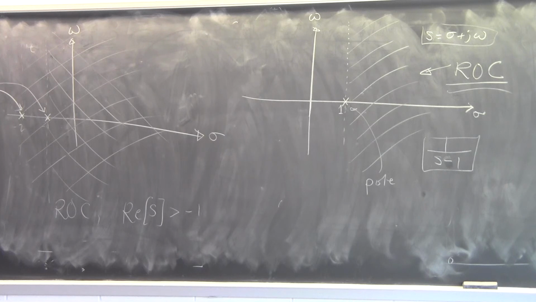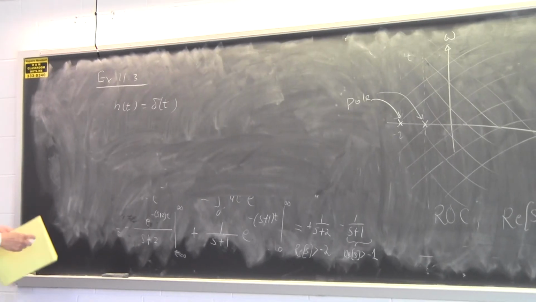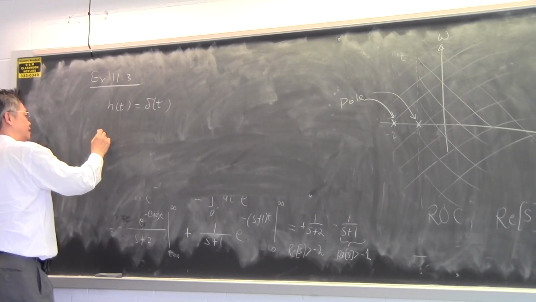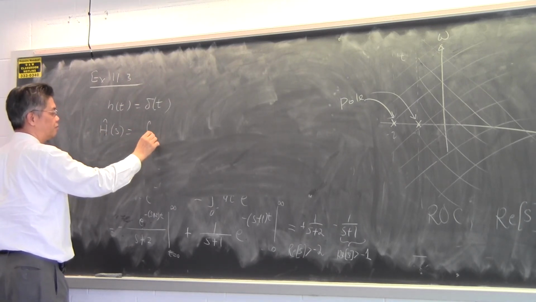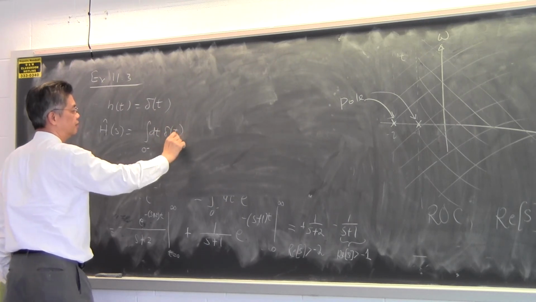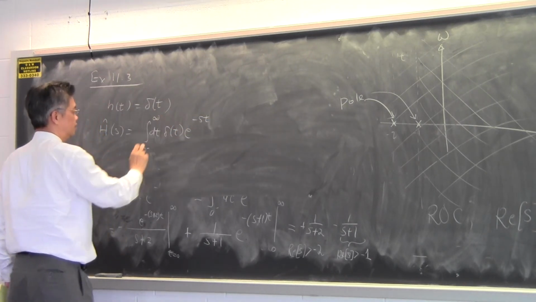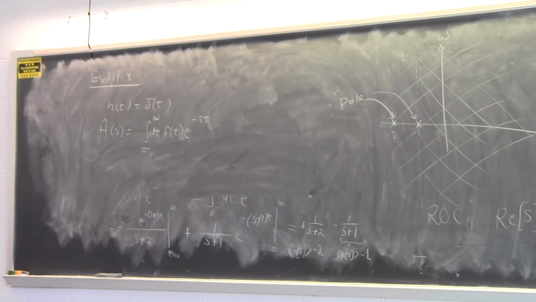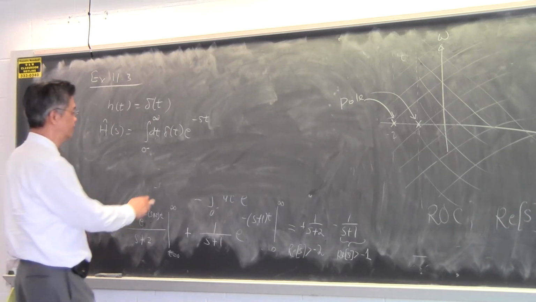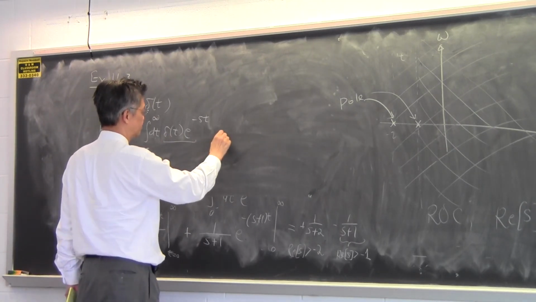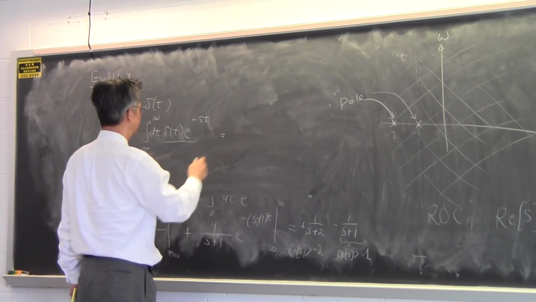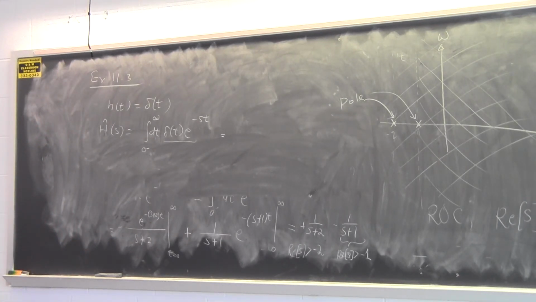What about if the impulse response is just a delta t? What is the Laplace transform? The Laplace transform in this case is defined to be, and this is important now, that we define this as the integral from 0 minus, delta t e to the minus st. Because if it's not 0 minus, it would not have picked up that impulse function that is at the origin. And using the shifting property of the delta function, what does that integral evaluate to?